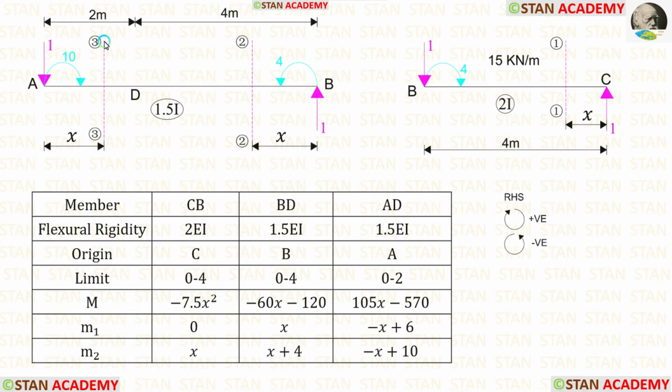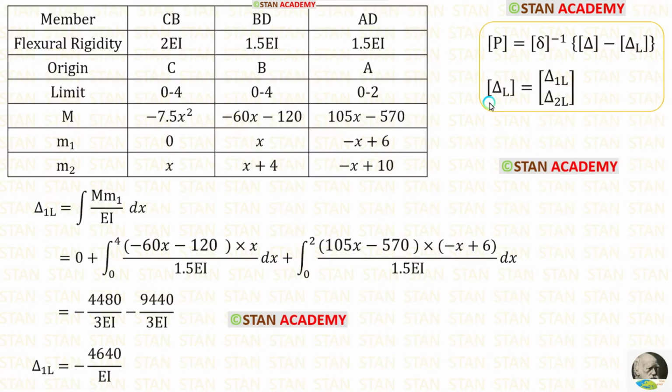Now let us find the moment in the third section. The unit load is acting in the anti-clockwise direction, so it will be negative and the distance is x, so minus x. The moment is acting in the clockwise direction, so it will be positive.